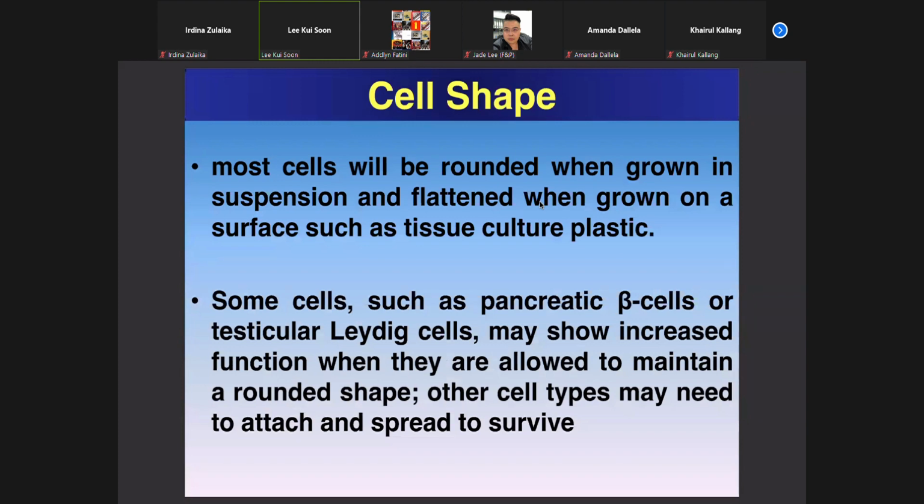Are you still with me? Yes, doctor. Why are they rounder when they are grown in suspension and flattened when they are grown on culture plastic? Anyone want to try?